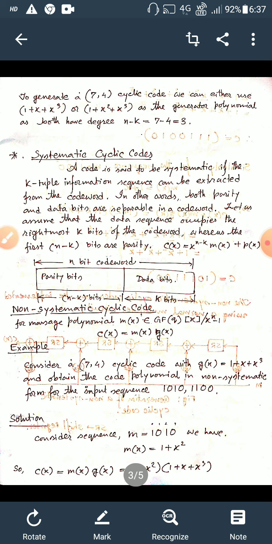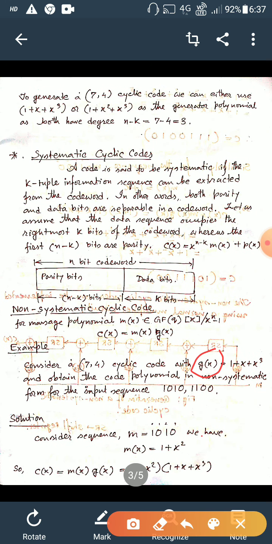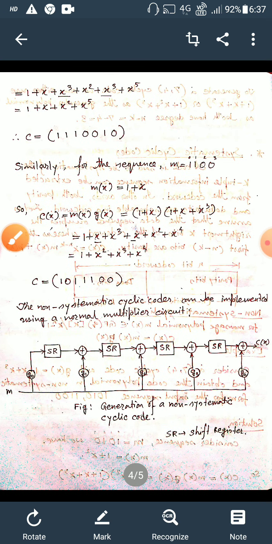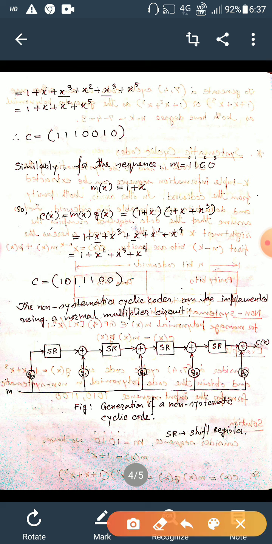Now, to get the value of C(x), the polynomial of the code word for the message 1 plus x square polynomial, you just multiply these two. Which two? The g(x) polynomial will be multiplied with the m(x) polynomial. If you multiply these two, the result will become the form of this one.